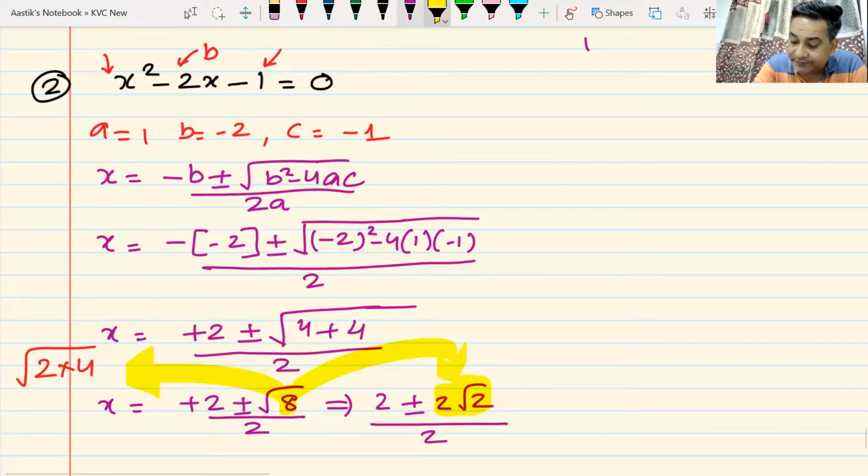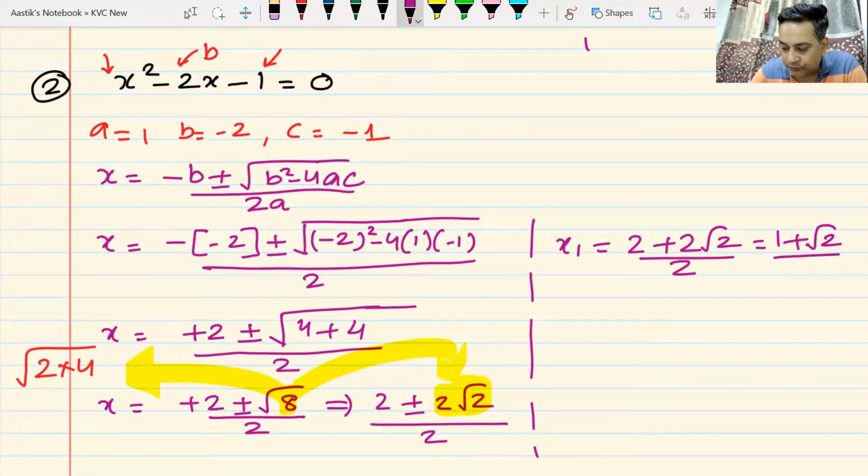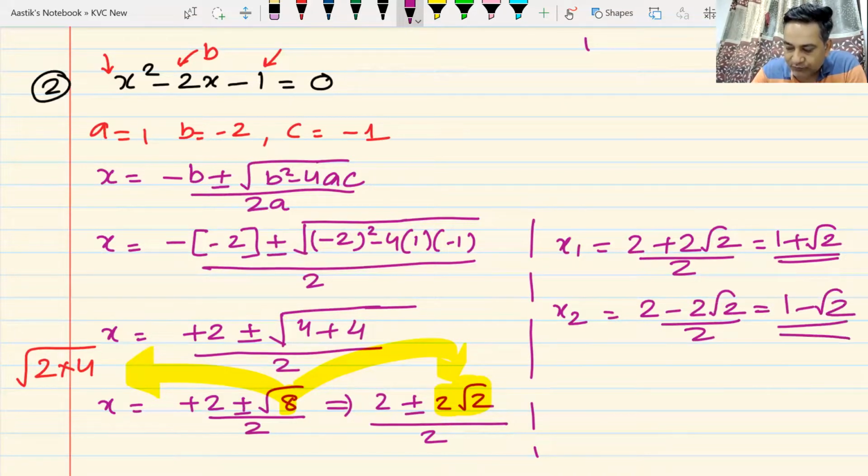What next, beta? Sir, x1 equals 2 plus 2 root 2 by 2. Sir, here we have to take out 2 common. So you can take out common, so it becomes 1 plus root 2. Yes or no? Same like x2 also, sir. 1 minus root 2, 2 minus 2 root 2 by 2, divided by 2, and I will get 1 minus root 2. So these are the answers, beta, and this is how it is done.